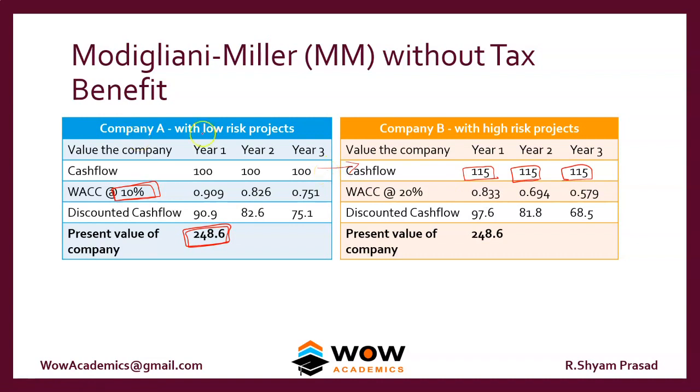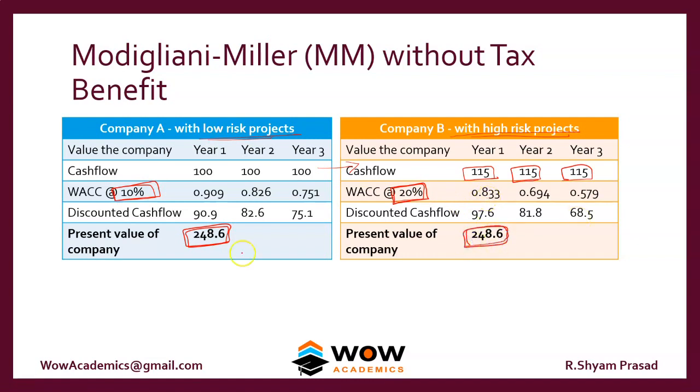So company A with low risk projects has this kind of a structure. The same company wants to take a high risk project, and as the company takes high risk projects, they have a higher discount factor because it has higher risk. They have to be valued at a higher WACC or a higher discount factor. So again we discount it, again we add it. What happens is it comes to 248.